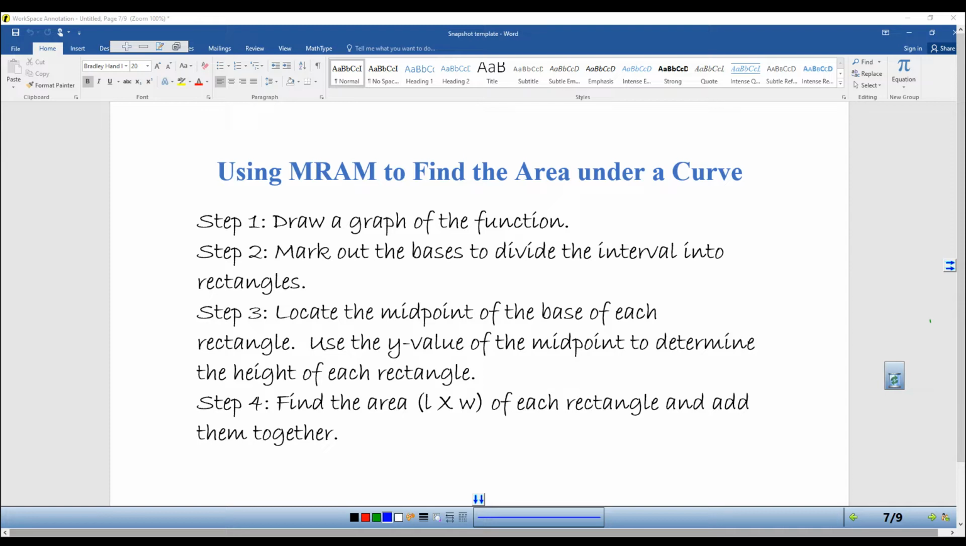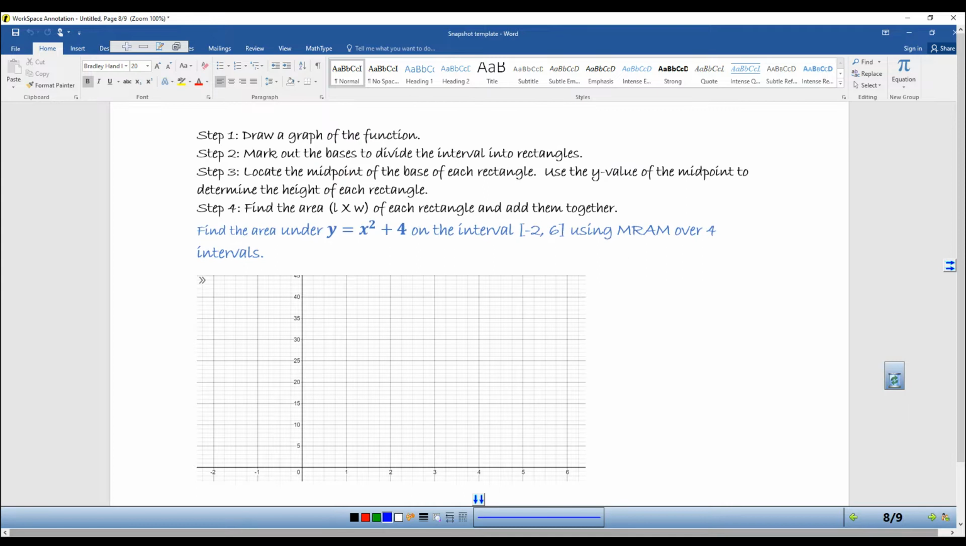This is a Shaffer Snapshot on how to use MRAM to find the area under a curve. There's just 4 easy steps, and I'm going to jump right into an example to show you. So the question says, find the area under y is equal to x squared plus 4 on the interval from -2 to 6 using MRAM over 4 intervals.